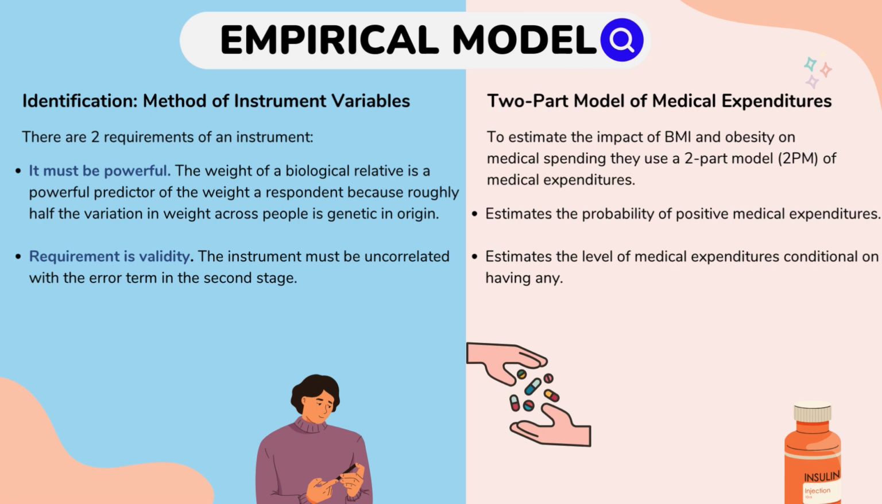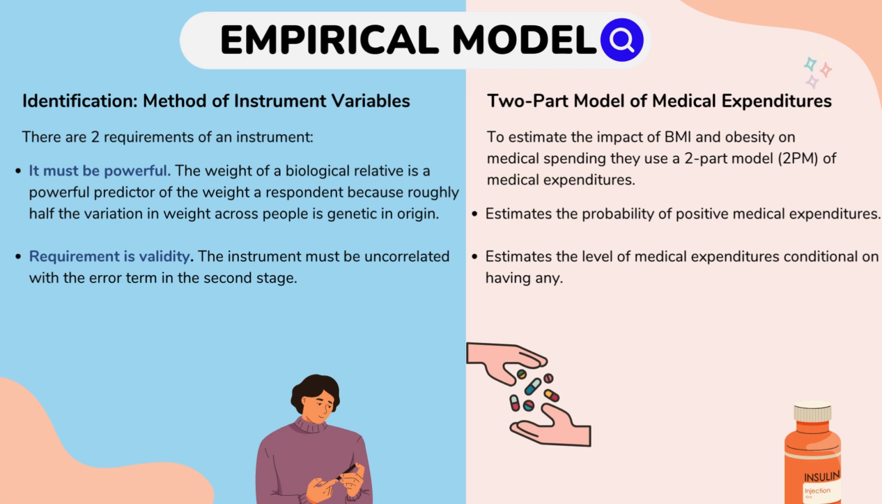So there are two requirements of an instrument. The first one is that it must be powerful. The weight of the biological relative is a powerful predictor of the weight of the respondent because roughly half the variation in weight across people is genetic in origin. And the second requirement is validity. The instrument must be uncorrelated with the error term in the second stage.